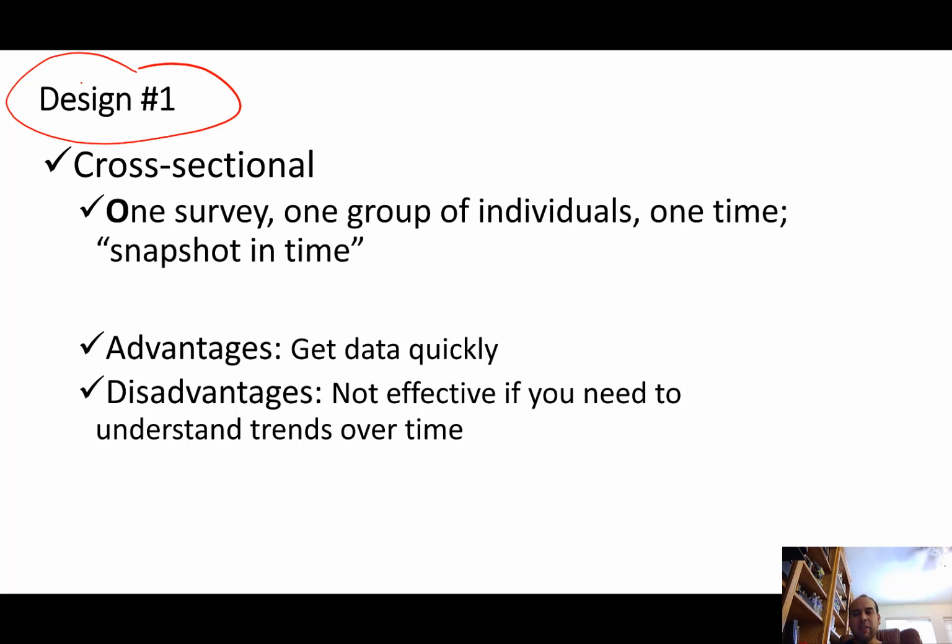Nowadays with the technology, particularly, I do a lot of Qualtrics surveys, and I make sure that people are able to take them on their phone. That's the easiest and fastest way to gather data through a survey now, for me anyway. The disadvantage is it's not effective if you need to understand trends over time, particularly for the longitudinal studies, which we're going to be talking about in design 2. Since design 1 has disadvantages, those disadvantages are made up in design 2.